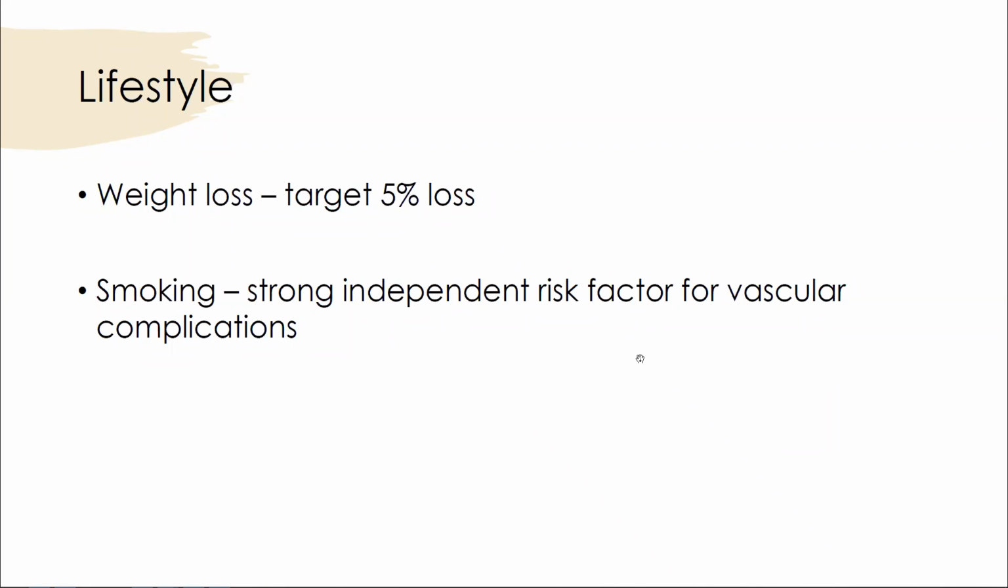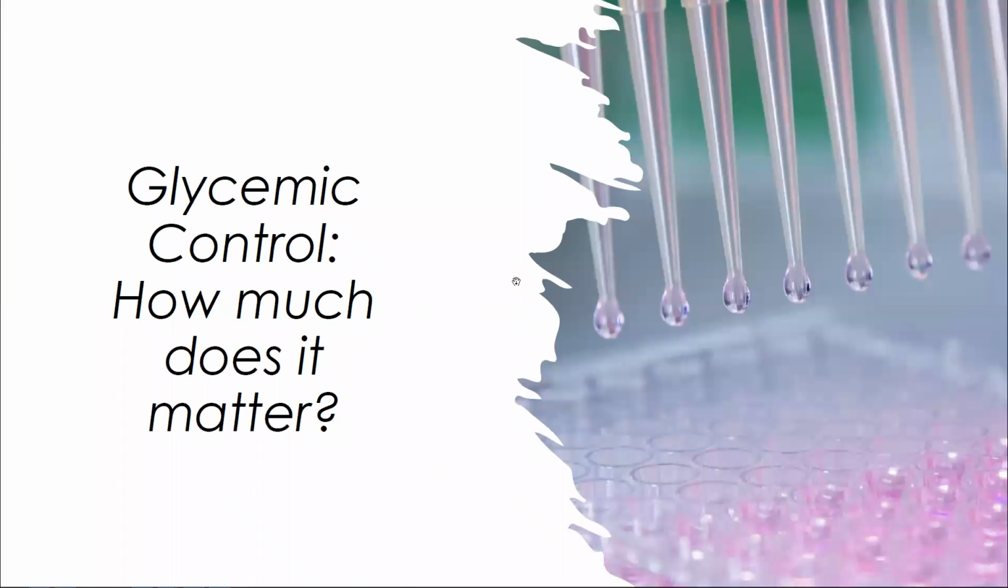Smoking is a strong risk factor for all vascular complications. So whenever you can, addressing smoking status is important. So then the next part is glycemic control. So then the question, and the question comes quite often, is how much does glycemic control matter?